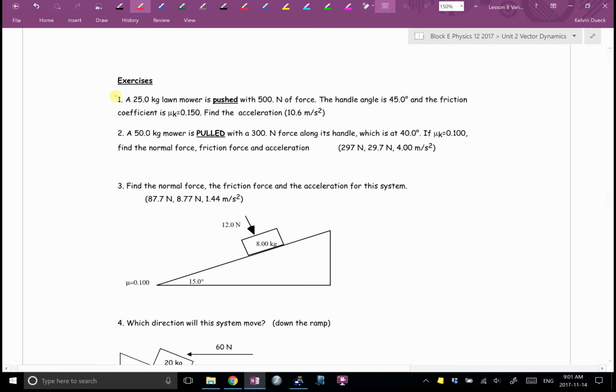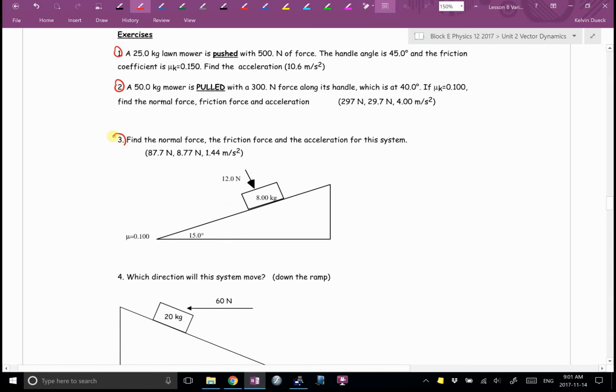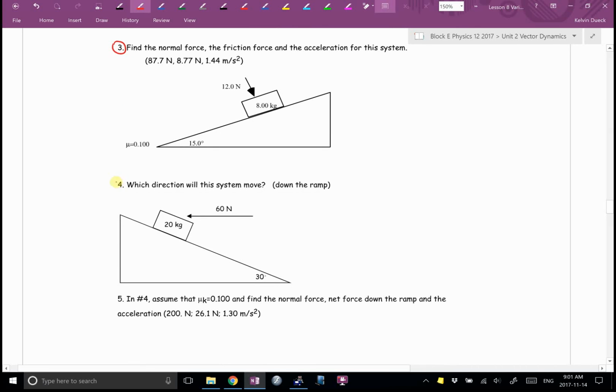So you can try number 1 and number 2. Number 3, this is an example of what I could throw at you on a ramp. Here, gravity, you're going to break up into components. I think the normal force is going to be perpendicular plus the 12. But otherwise, it's the same old, same old. I'm going to skip 4 and 5. 3 is good.